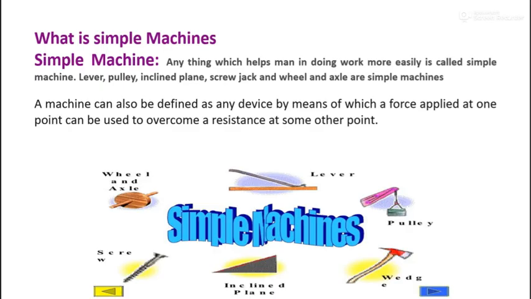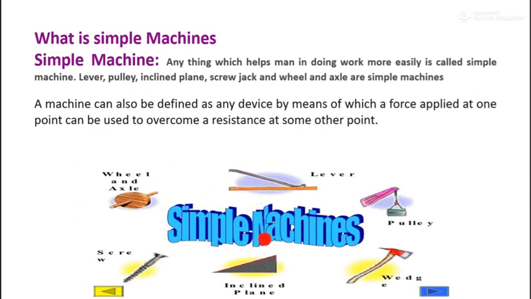Let's start. What is a simple machine? You can see here common examples from your daily life. A simple machine is anything which helps a man do work more easily. For example, wheel and axle, lever, pulley, inclined plane are things which can help us to do work more easily, and are called simple machines.